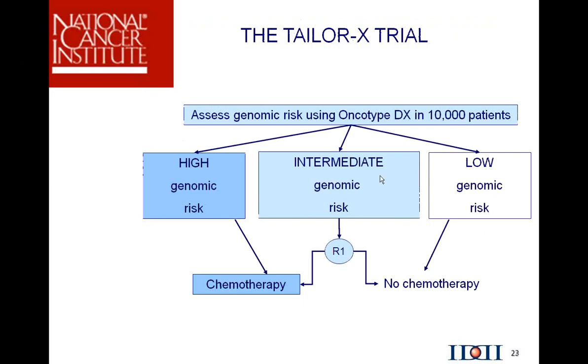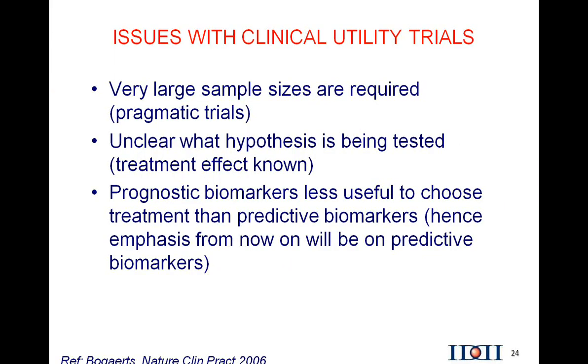So again, this is the full TAILOR-X design. It's essentially the same as the one I just showed. In this trial, we randomized a large number of patients to prospectively validate the interest of the prognostic biomarker, in this case Oncotype DX. So far for prognostic validation, or prognostic biomarker validation.